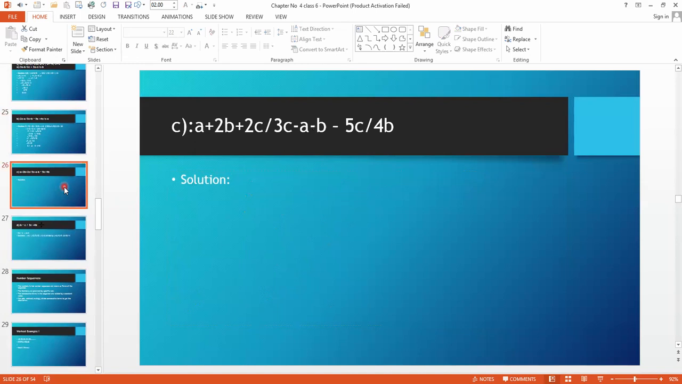Now we move towards the next question. That's part C of question number 7. I repeat the values A, B, and C of question number 7. It is written on page number 90. Okay. So according to this question, A is equal to 3, B is equal to -4, and C is equal to -2. So I have to put all these values here in this question.